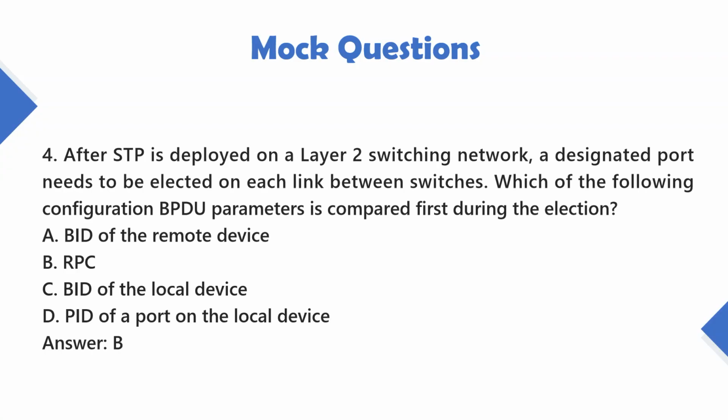4. After STP is deployed on a Layer 2 switching network, a designated port needs to be elected on each link between switches. Which of the following configuration BPDU parameters is compared first during the election? A. BID of the remote device. B. RPC. C. BID of the local device. D. PID of a port on the local device. Answer. B.